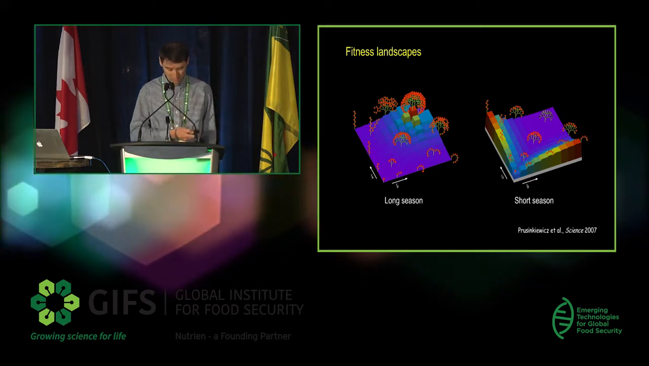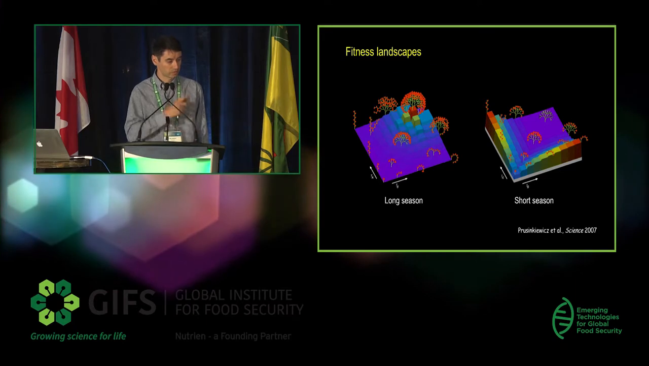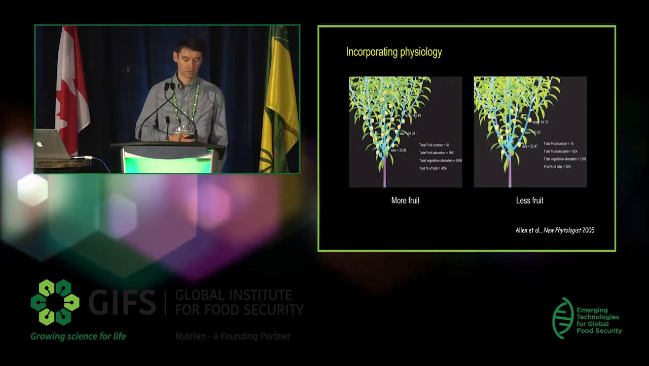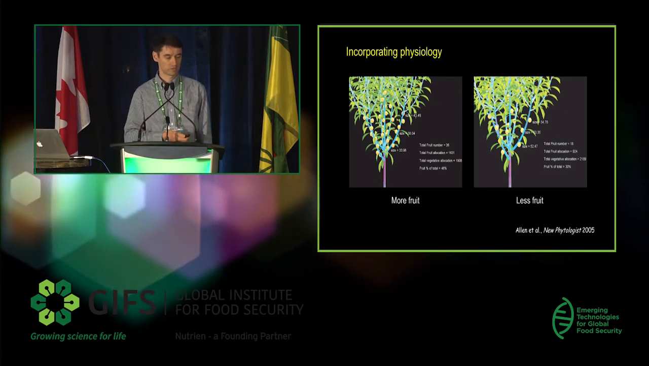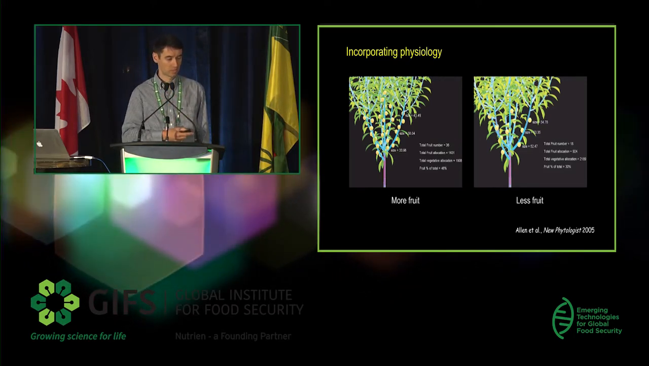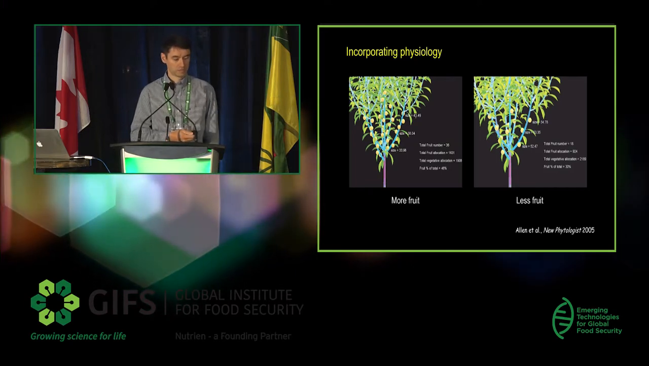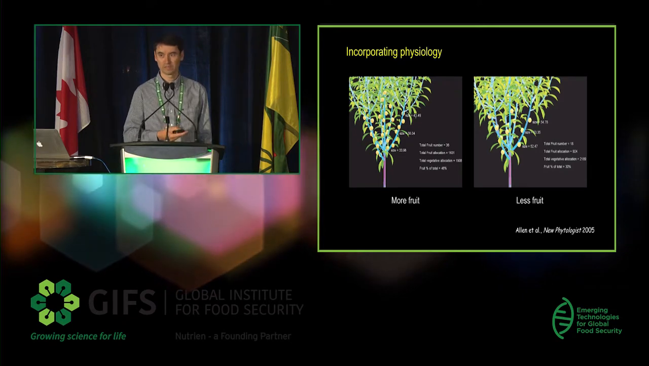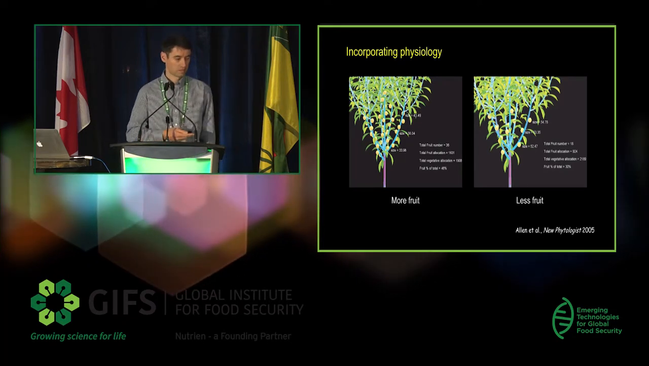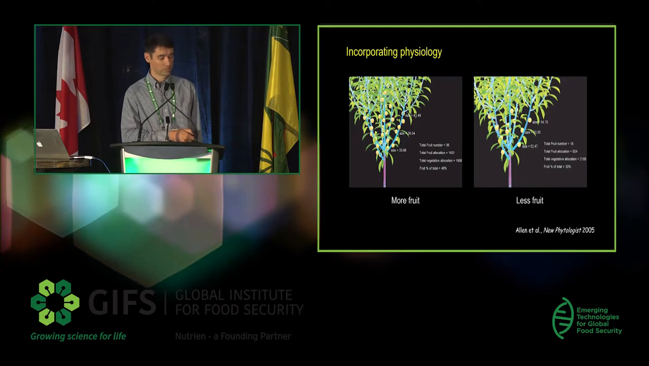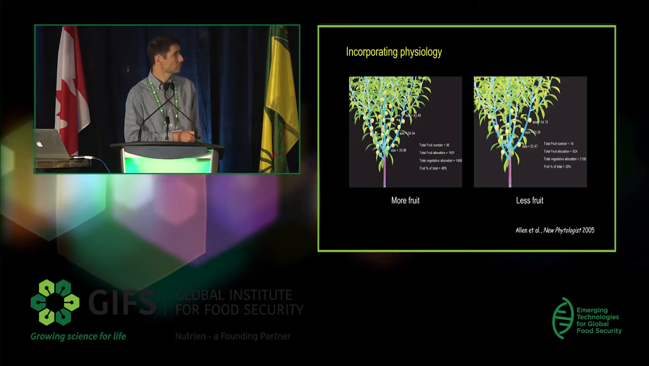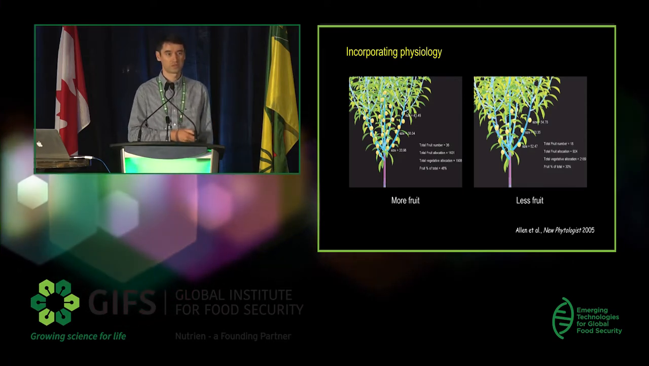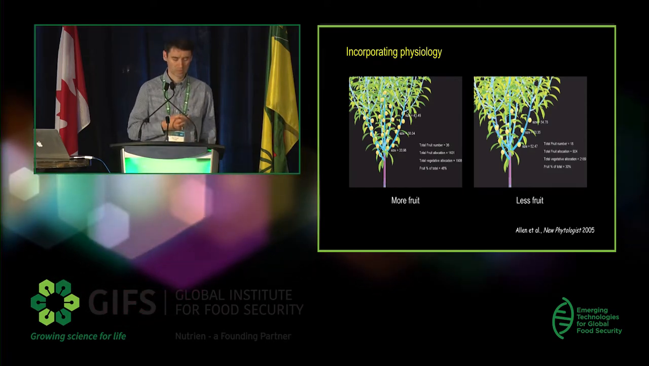But genetics aren't the only aspect that we like to include in models. There are also physiological aspects that are an important factor in phenotypic diversity. So in this model of a peach tree, there's an aspect which models the carbon transport from sources like leaves to sinks like fruit. In this case, the simulation was looking at how fruit thinning strategies in peach trees can alter the size and number of fruit.